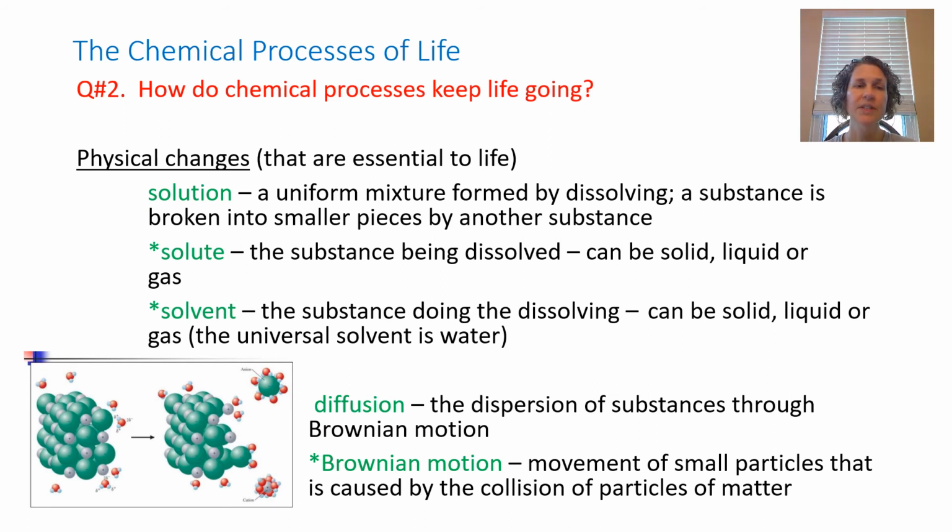Okay, so these chemical processes, what are they doing for us, essentially? First off, some of these physical changes that are important is our ability to use solutions or to make solutions. And so remember, a solution is when you have a substance being dissolved in another. You have the solute that is being dissolved, the solvent that is doing the dissolving. And in nature, very often you see solutions that are made or maintained through diffusion. And diffusion is the dispersion of substances through Brownian motion.